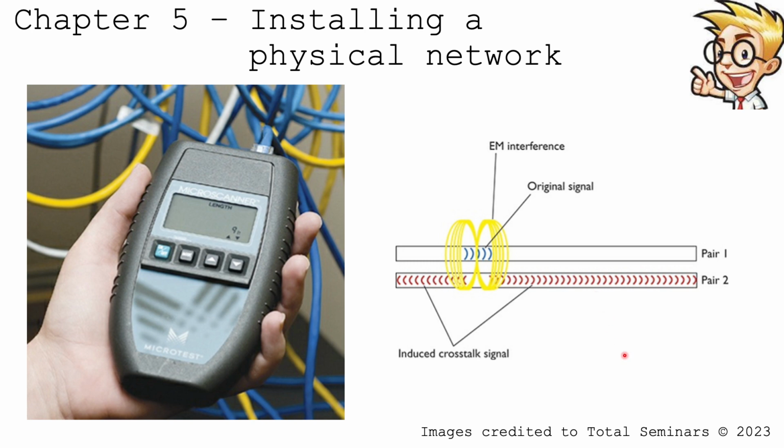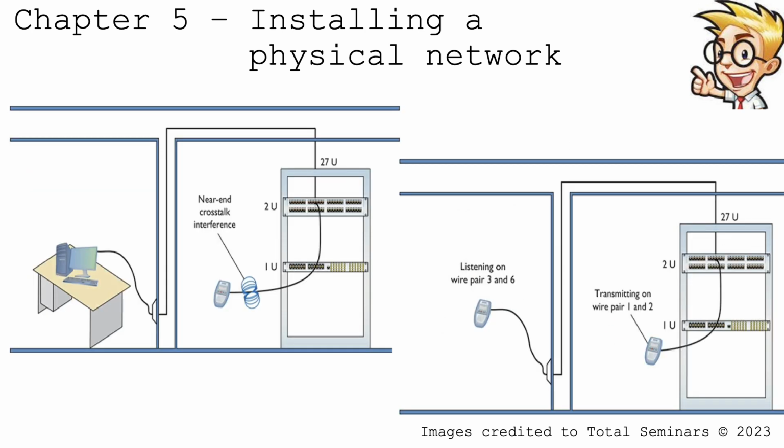Okay, let's look at a real world example. On the left, we can see near-ended crosstalk interference. So this signal could give off other electrical magnetic interferences to other cables around it. That's called near-ended. Okay, let's talk about far-ended.